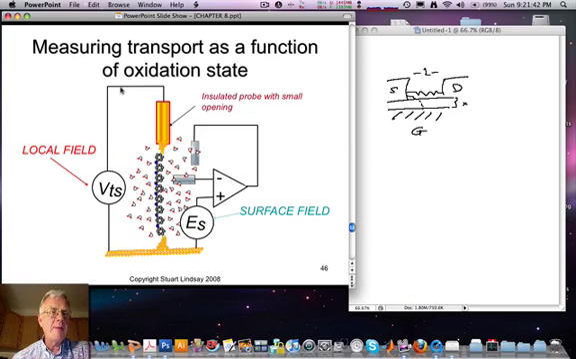One is the local field applied between the tip and the substrate, in other words, the bias that drives the current through the molecule. And the second is the polarization that accumulates at this surface when the whole electrochemical cell is polarized by this counter electrode here, with a polarization that is set relative to a reference electrode here.